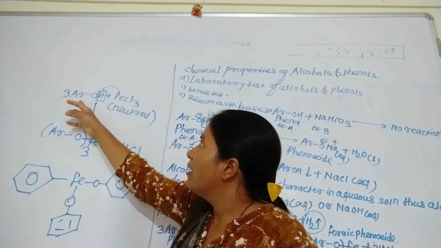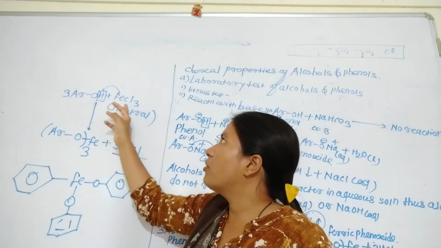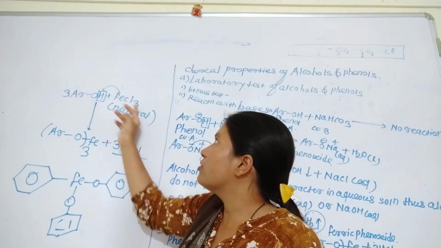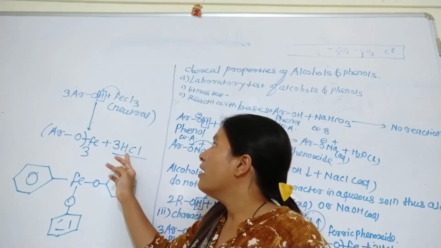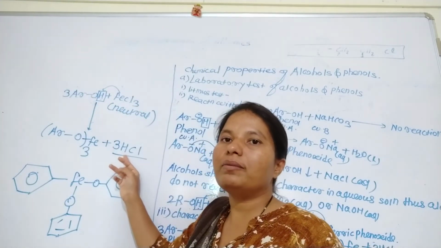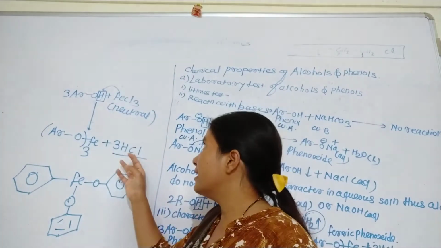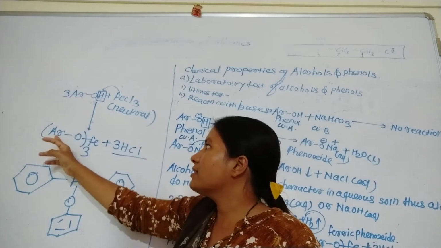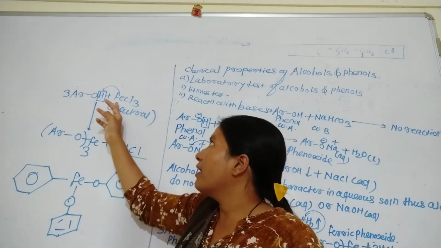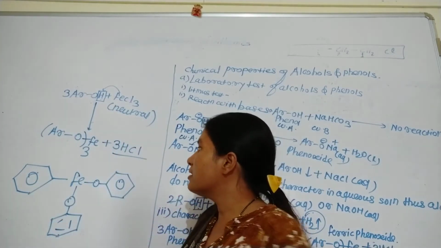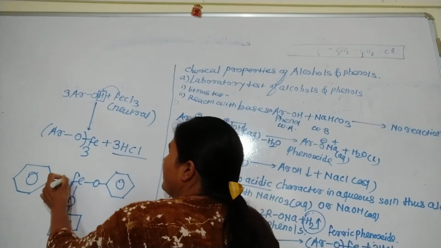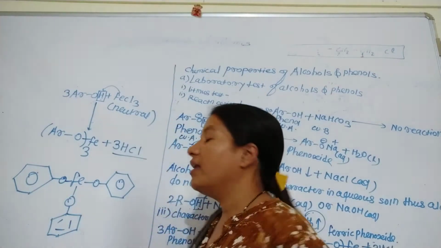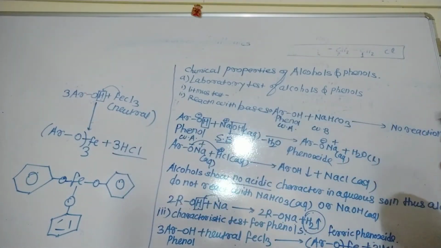You can use 3 moles of phenol and add neutral FeCl3. What happened? The 3 hydrogen atoms and the 3 Cl combine together, forming 3 HCl. Then you have 3 phenoxide ions, ArO minus, and that means the phenoxide ions can form a complex with the 1 Fe atom. And this complex is called what?